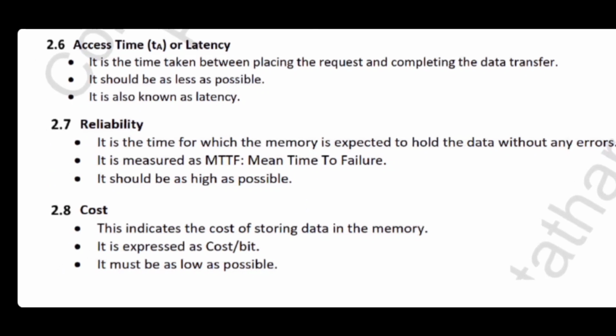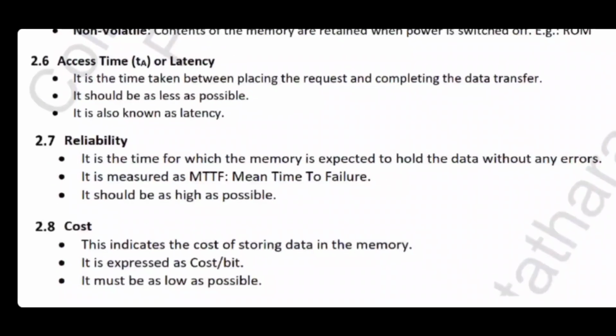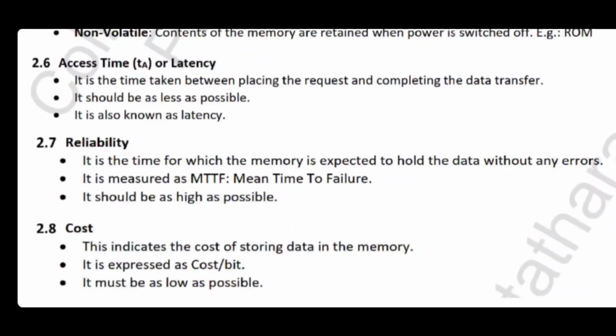The next one is cost. It indicates the cost of storing data in the memory. It is expressed as cost per bit. Okay, so it must be as low as possible. So a memory characteristic means cost should be as low as possible. So cost is based on the bit.